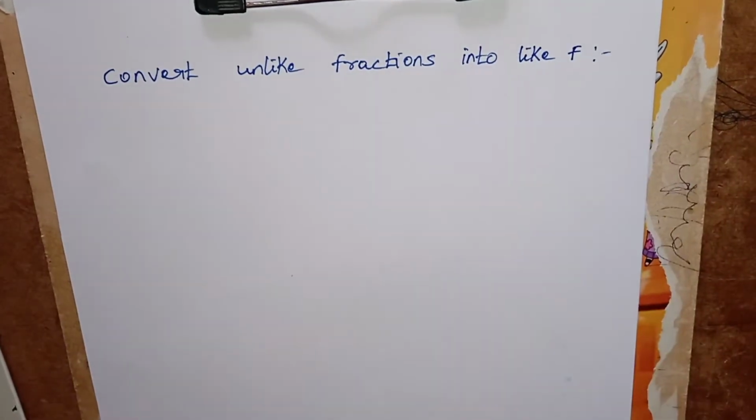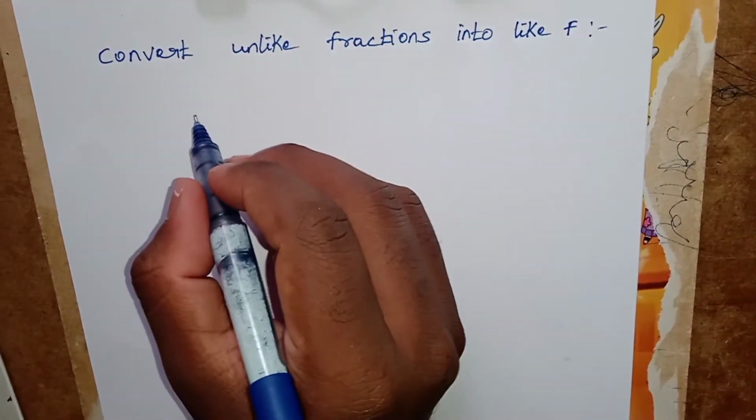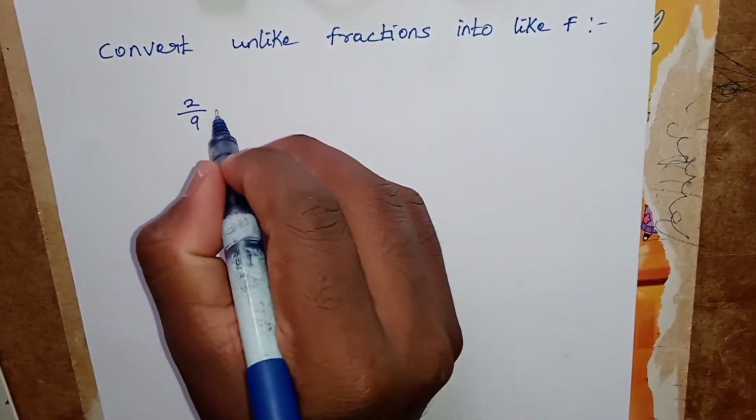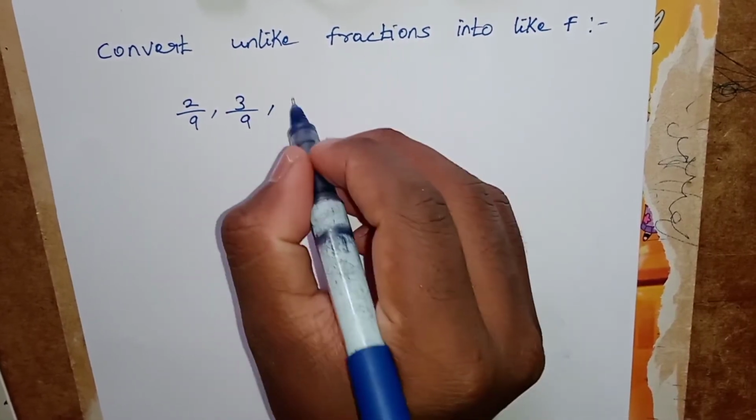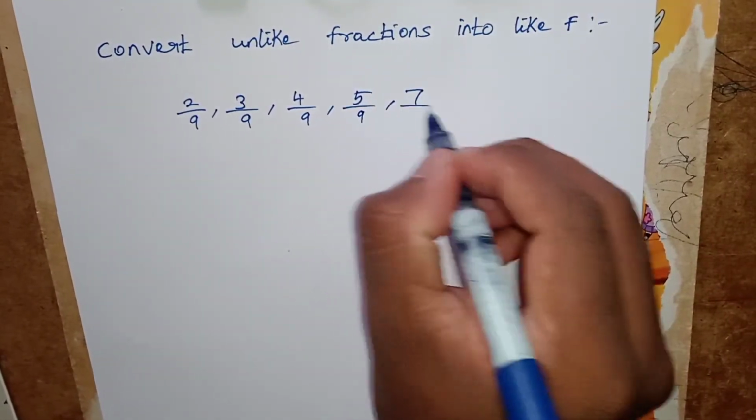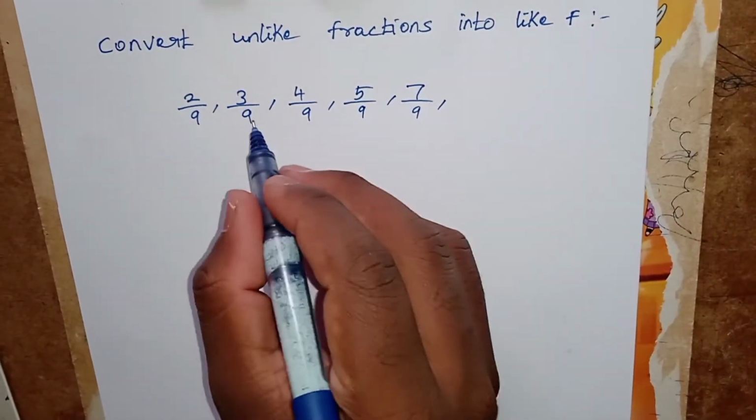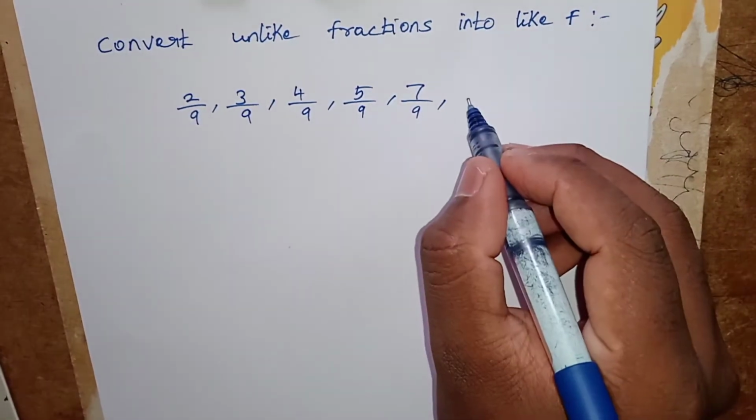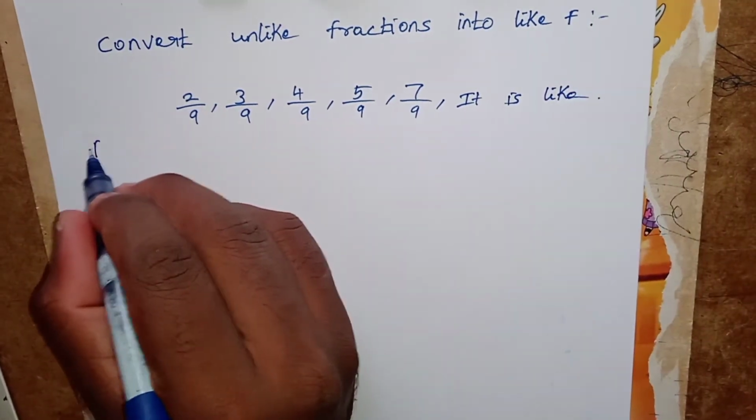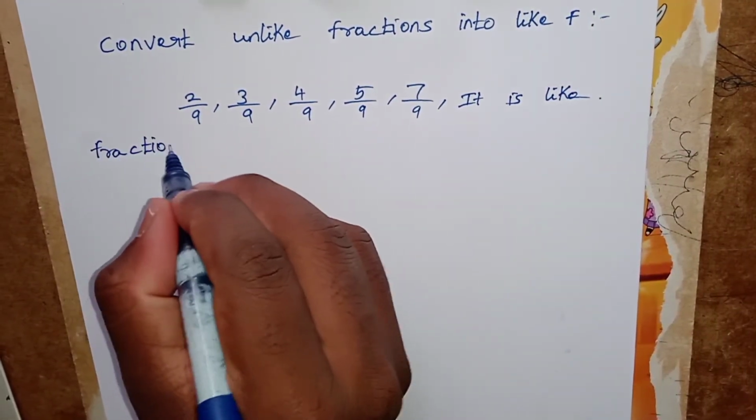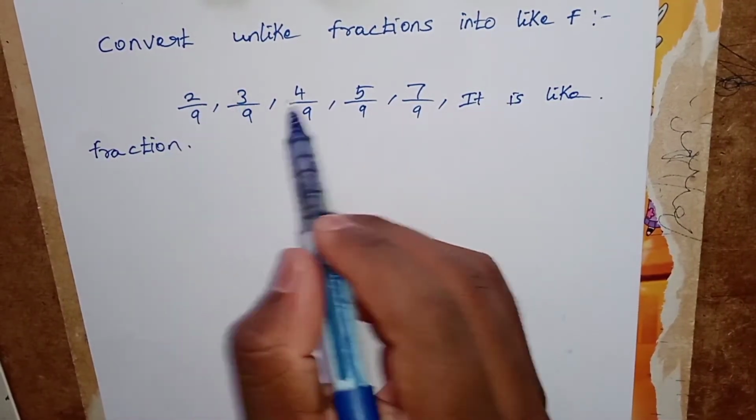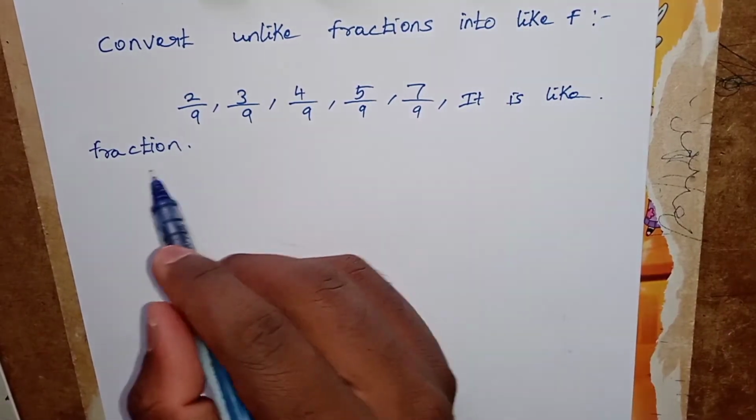Okay. Here first of all, whenever my denominator is the same, like 2 by 9, 3 by 9, 4 by 9, 5 by 9, 7 by 9, then here it is like fractions. Whenever my denominator is same and numerator is different, then it is like fractions.